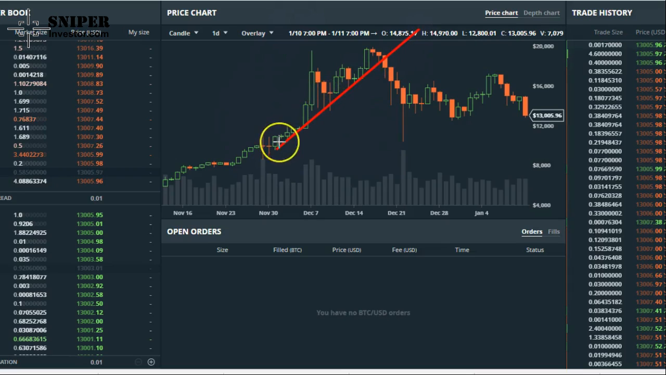So what does this tell me, and what is a trend line exactly? A trend line is basically a line that shows the trend, and what it has to do to be validated is touch at least twice, and the more you touch it, the more it becomes valid.